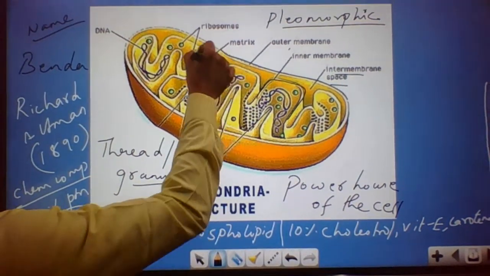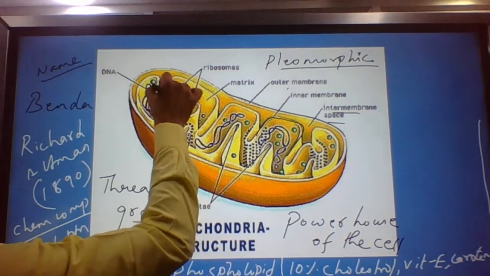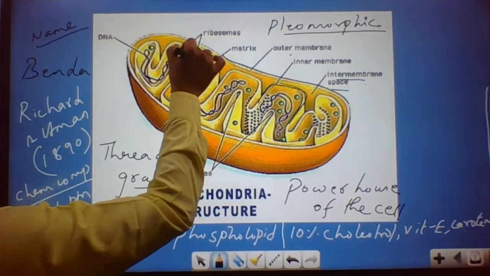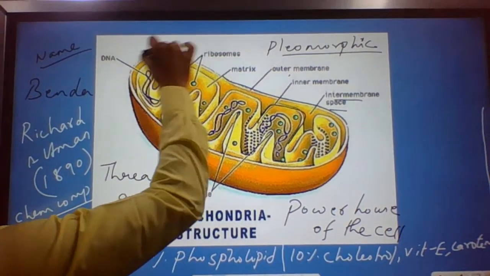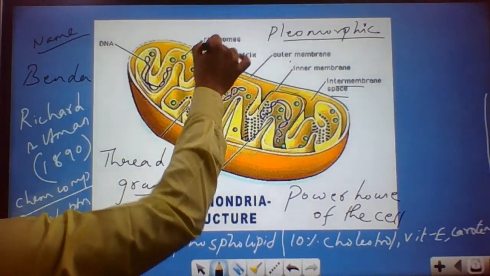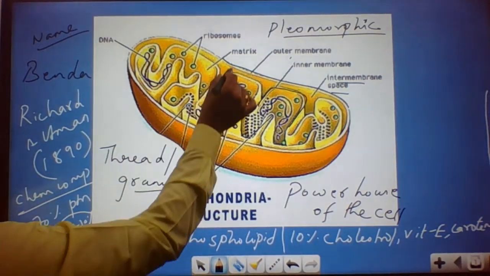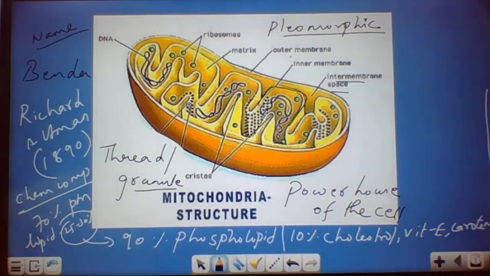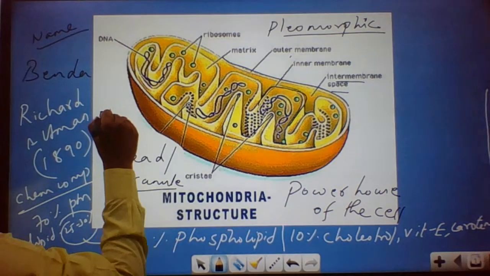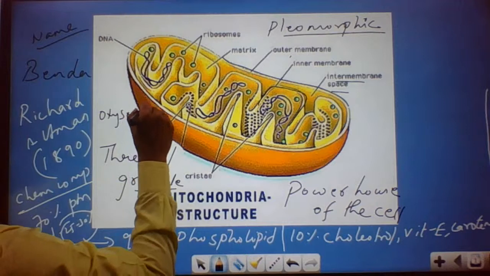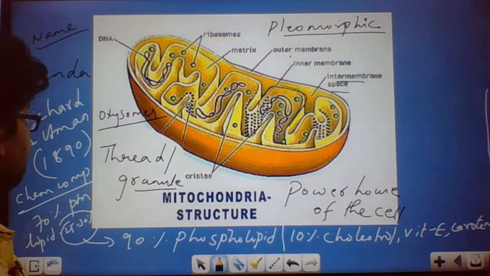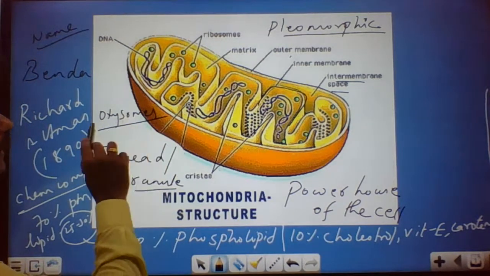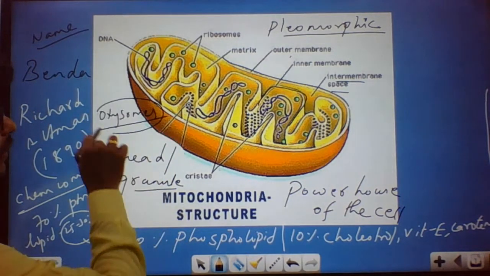And inside the inner membrane, you could see the matrix, which consists of the mitochondrial DNA along with the ribosomes. Also you could see the cristae part, which consists of a specialized region. This specialized region is called oxysomes. Can someone tell me what are oxysomes? What is the function of the oxysome?